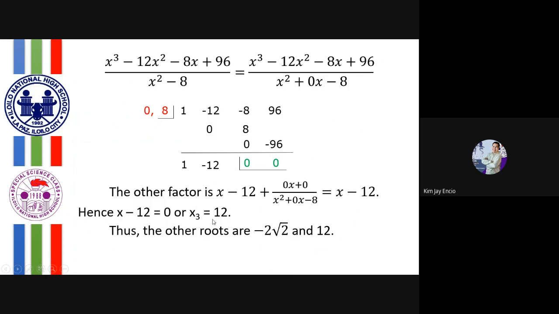Therefore, guys, since one of the factors or the roots earlier was given, no? So the degree is 3. Therefore, we are looking for the other two factors or the other two roots. So the other two roots are negative 2 square root of 2 and 12. Take note, you are asked only of other roots. And so therefore, there's no need for you to give the root that was already presented.